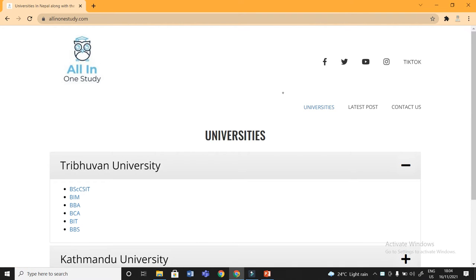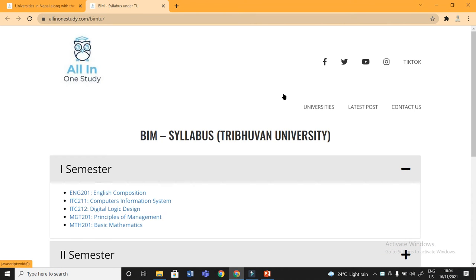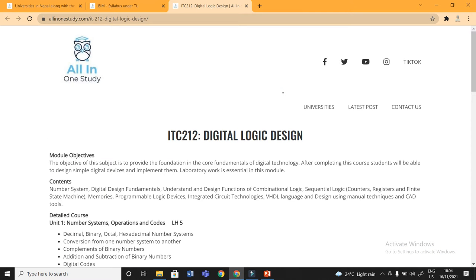Under Tribhuvan University, we will be going through BIM and doing the first course on digital logic design, which is in the first semester. Let's go through the syllabus first. This is the code for digital logic design, ITC 212.